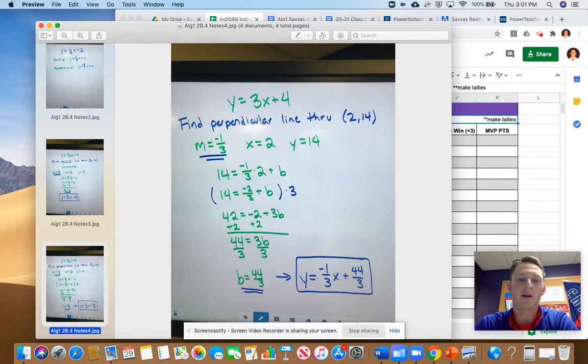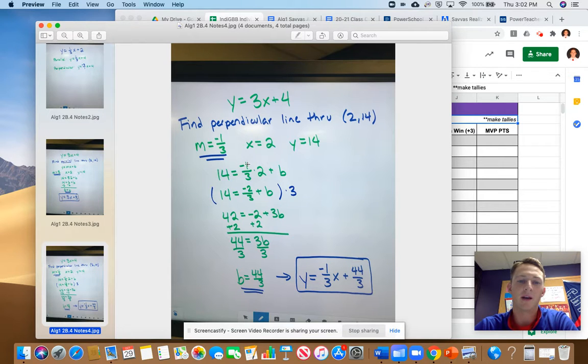Our last example, we are going to find a perpendicular line to the same line, y equals 3x plus 4, and it's still through that point (2, 14). But this time, since it's perpendicular, we need to flip this whole number, flip it upside down so it's 1/3, and then make it negative because it was positive up here. Again, we have our x and y from this point. Let's plug it in. We have 14 equals -1/3 times 2 plus b. There's our y, there's our slope, there's our x, solving for b.